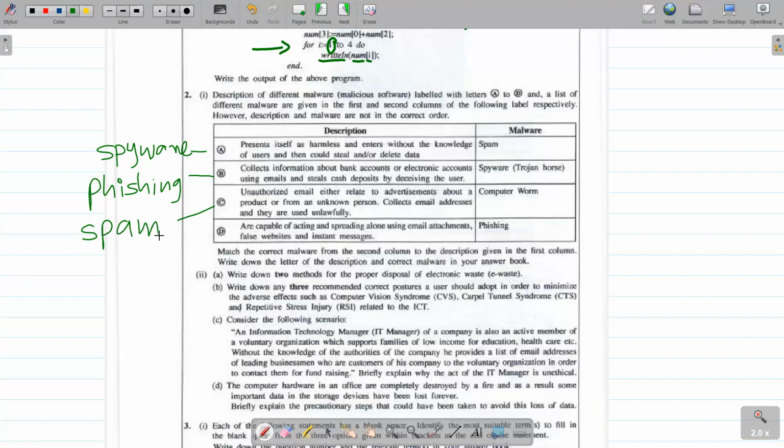Part B, are capable of acting and spreading alarm using email attachments, false websites, and instant messages. That means the phishing. Right, so this is what we call computer worm.